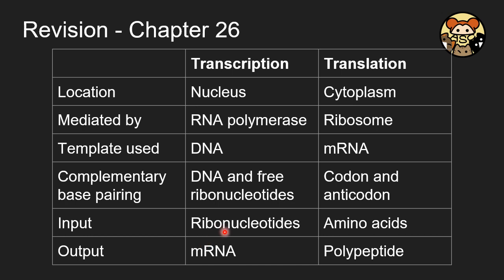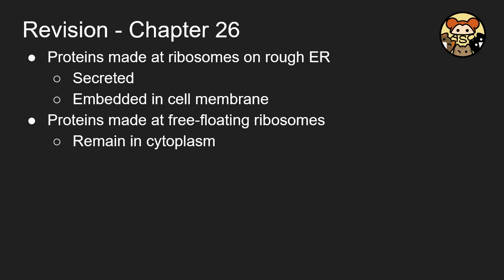And then the input for the first one is the ribonucleotides, and the output is the mRNA. And then for translation, the input is the amino acids, and the output is the polypeptide. And proteins are made by the ribosome. The ribosome can be found on the rough ER, or they are free floating in the cytoplasm. But in both cases, they can work perfectly.